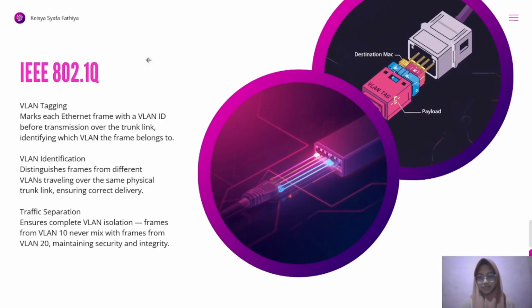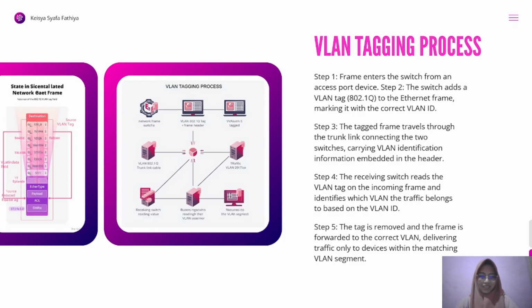The most widely used trunking standard today is IEEE 802.1Q. This standard adds a VLAN tag to Ethernet frames. The tag identifies which VLAN the frame belongs to and ensures that traffic remains separated while traveling through the trunk link. The VLAN tagging process begins when a frame reaches a switch.